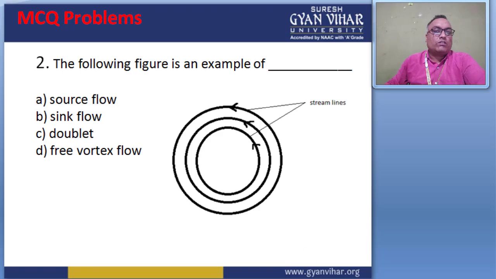Question number 2. The following figure is an example of, just like this type of lines. This is an example of free vortex flow. The correct answer for this question is free vortex flow. These streamlines give the pattern of free vortex flow, right?